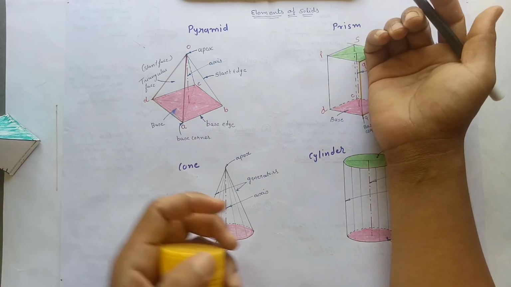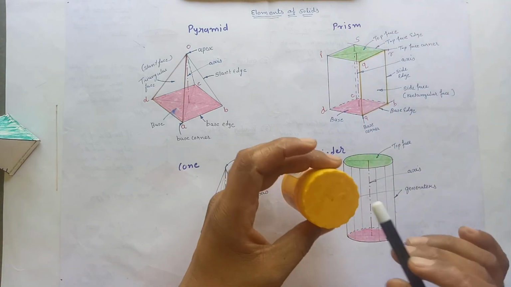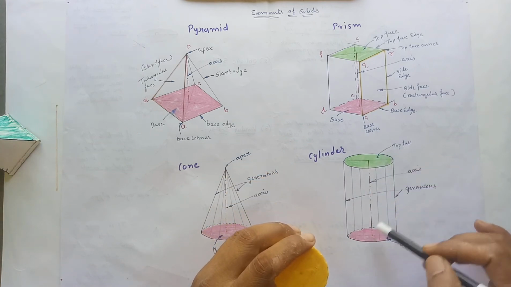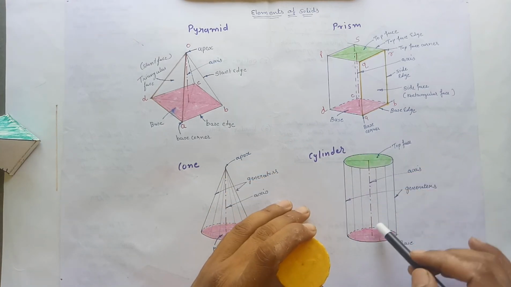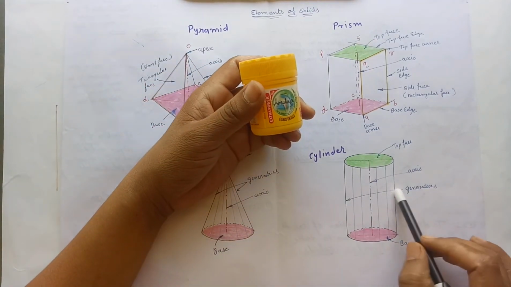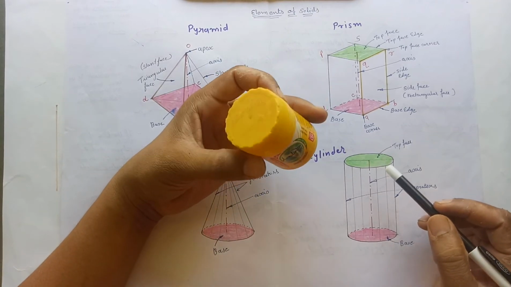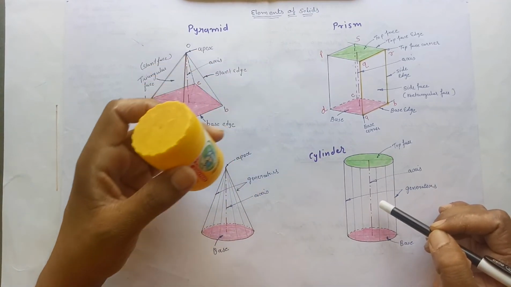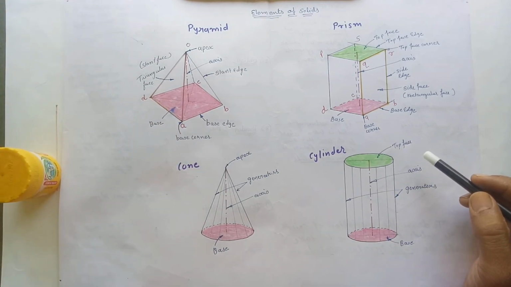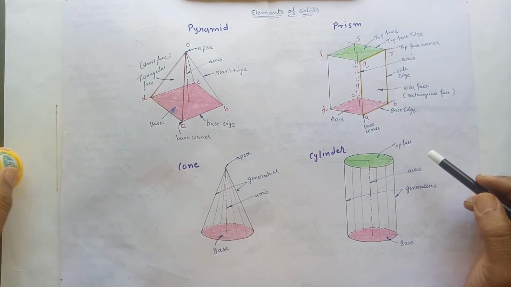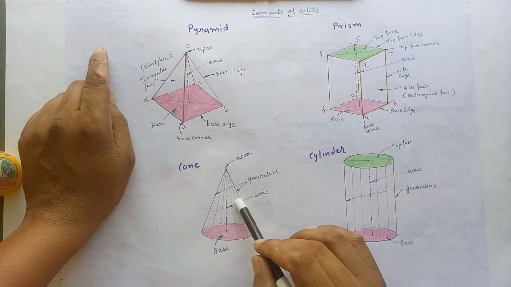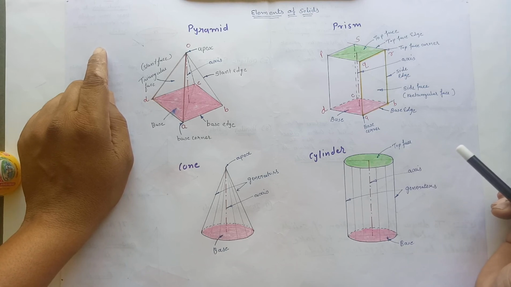Likewise the cylinder has a top face and a base. An imaginary line joining the center of the top face and the center of the base is known as the axis, and these are the generators. We can say that a cylinder has infinite generators. Why do cones and cylinders have generators? Because cones and cylinders are solids of revolution, solids generated by revolving a plane. That's why they have generators.